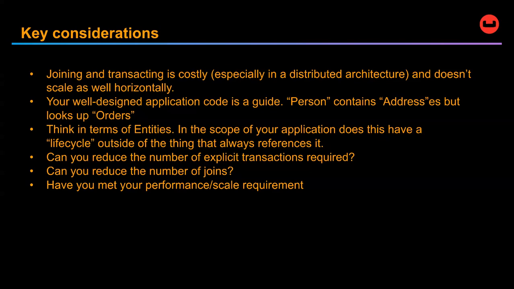But if a person contains addresses, but you look up orders, well, that's a good hint that address should just be contained in the person document, but that you might look up orders as a second entity. So we might have an orders type and a person type. We can look at our application code and kind of realize this.